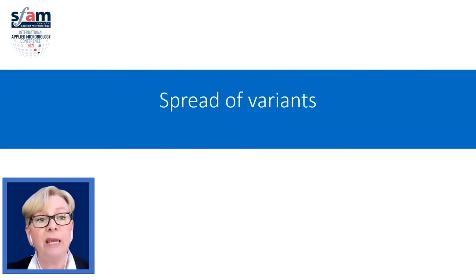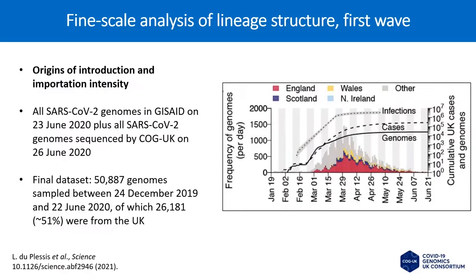But actually, one of the key factors in controlling the pandemic at the moment is to think about spread of variants. And what I'd like to do now is briefly touch on some evidence looking at the introduction of the SARS-CoV-2 virus into the United Kingdom during the first wave, going back to March and April of 2020. And this helps us to understand the role of travel and introductions in the pandemic and infection in a given country. So in this work that I'm showing you here, Louis de Plessis looked at the origins of introduction and importation intensity into the United Kingdom, starting from the very beginning of the pandemic through to June.